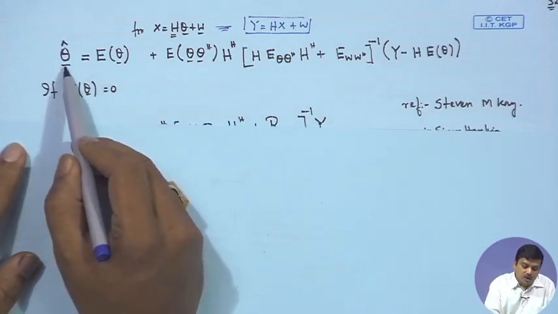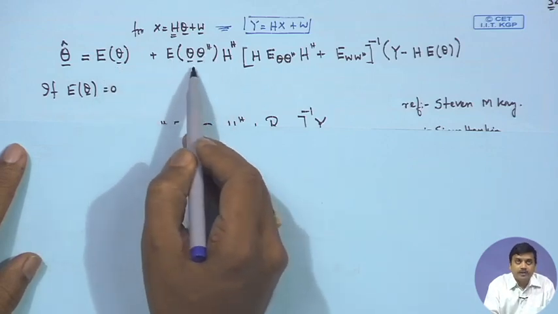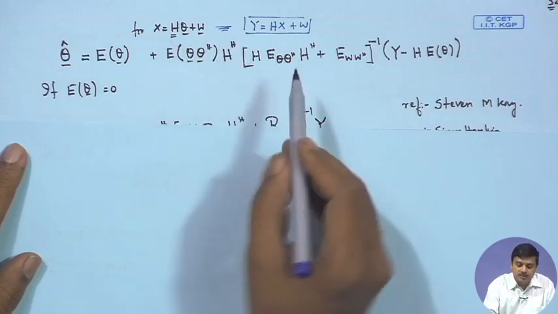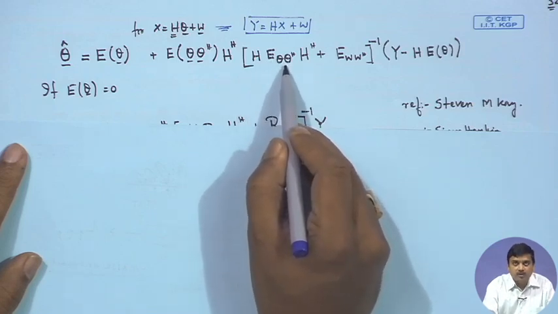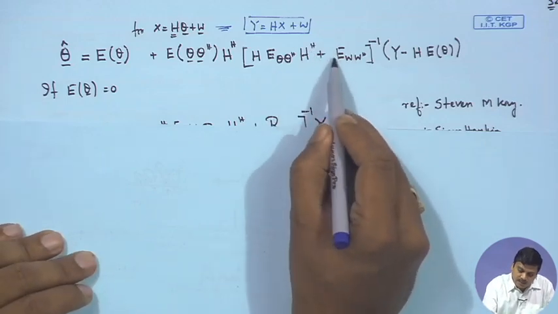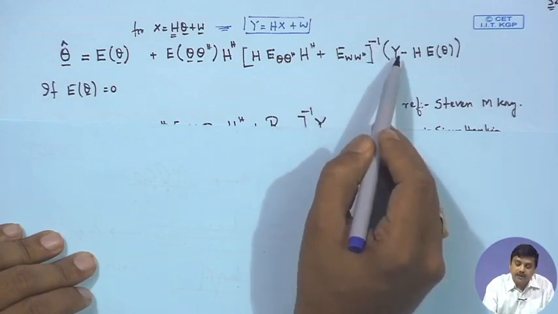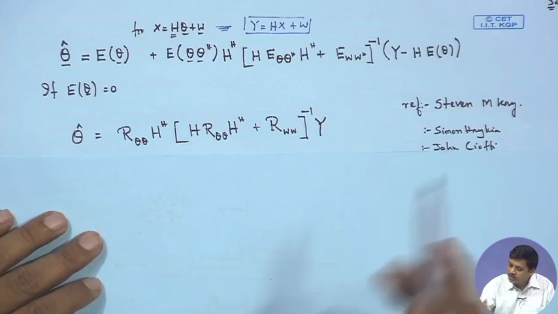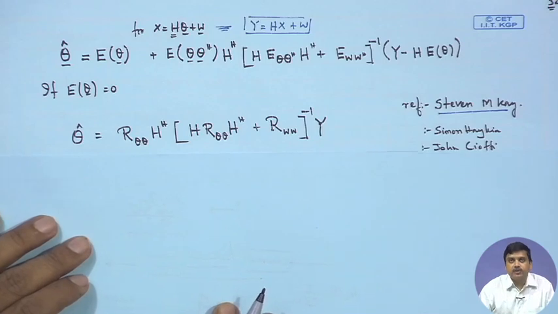The estimation outcome is the expected value of theta plus the autocovariance of theta times H Hermitian. If H is the channel matrix, it is Hermitian. Inside you again have H times the autocovariance matrix times H Hermitian, this is the Hermitian operation, and then the covariance of noise, which can be the noise power times the identity matrix, inverse of that, times y minus H E of theta. And for this, one is referred to the book on statistical estimation theory by Stephen M. Kay. There are a lot of details about it given in that particular book.